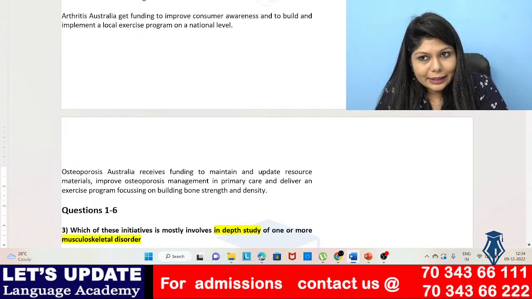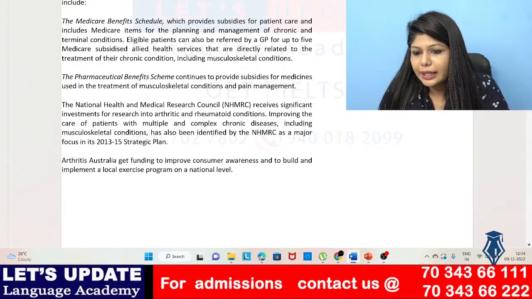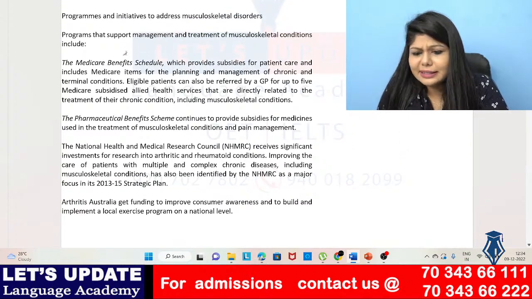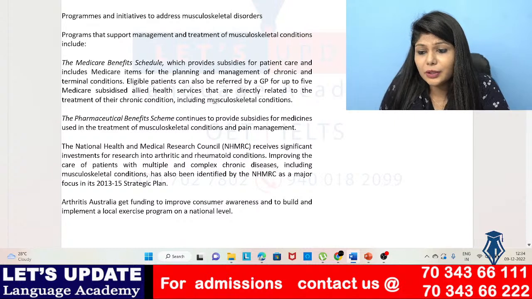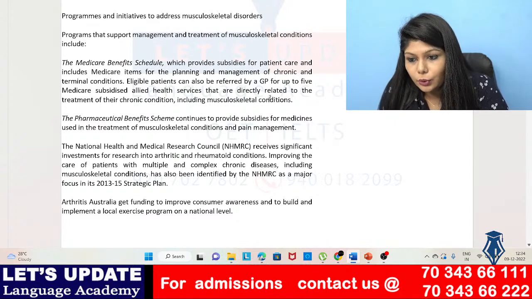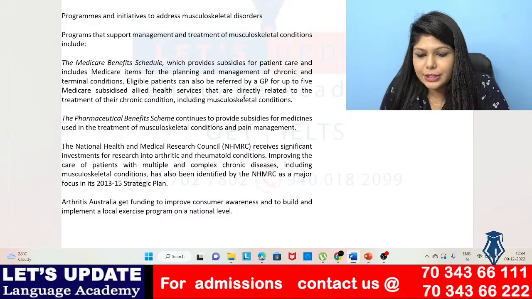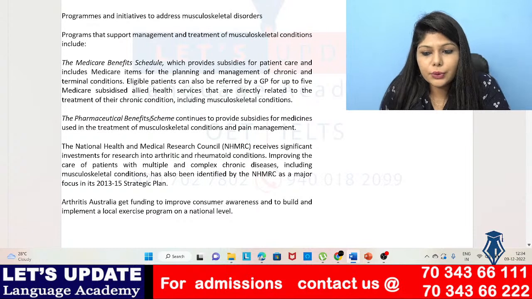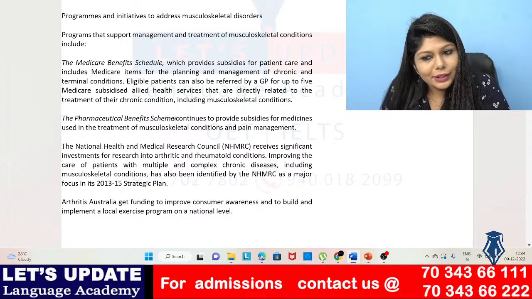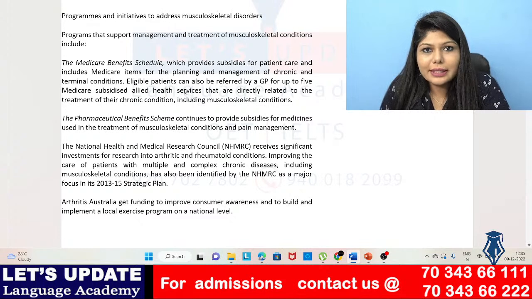They are asking you to identify an in-depth study that includes musculoskeletal disorders. Let's check the text. The first part is about the Medicare benefit schedule, which includes the musculoskeletal condition, right? That is giving subsidies for health services, which also include musculoskeletal condition. Then the second para deals with the pharmaceutical benefit scheme. That is also a scheme, not the in-depth study or research that they have asked for.